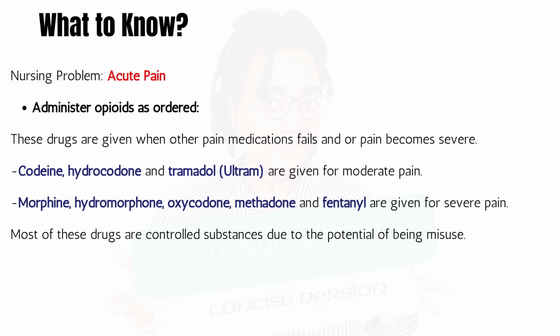Opioids can also be administered for pain. Opioids are given when other pain medications fail and/or if the pain becomes severe. Examples: codeine, hydrocodone, and tramadol, Ultram. These are given for moderate pain. Morphine, hydromorphone, oxycodone, methadone, and fentanyl are given for severe pain. Most of these drugs are controlled substances due to the potential of being misused.